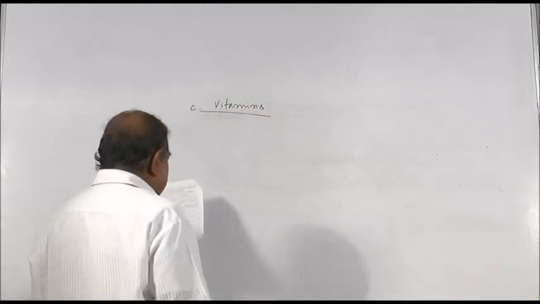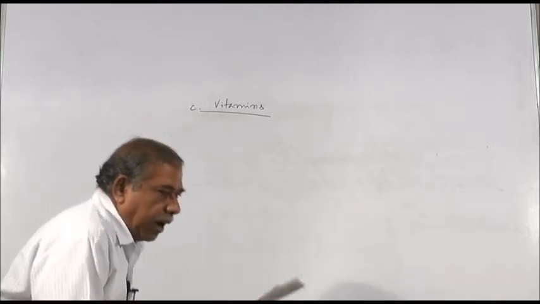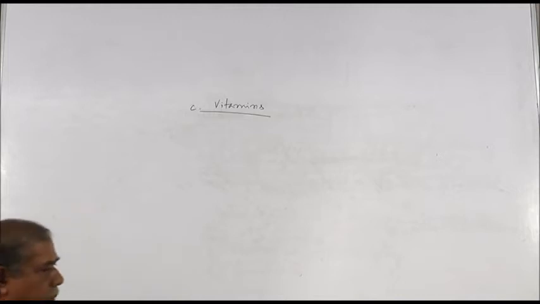Now these are the organic compounds which cannot be produced by the body. It cannot be prepared by the body and must be supplied in small quantity in the form of diet, that is in the food, for the maintenance of normal body health.